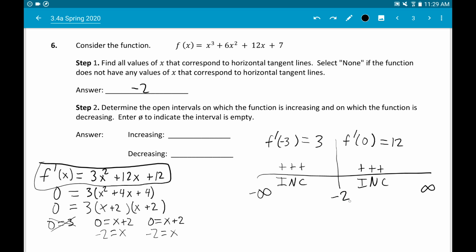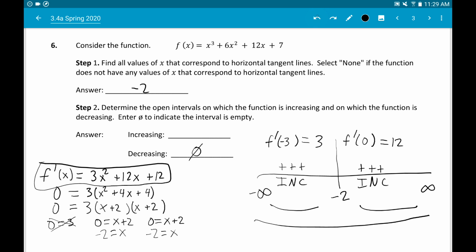Alright, so first of all, there's no decreasing interval anywhere. So for decreasing, we can go ahead and put that empty set symbol. Don't have any of those. For increasing, what do I do here? Do I label this as two separate intervals, or should I label it all as one big interval?